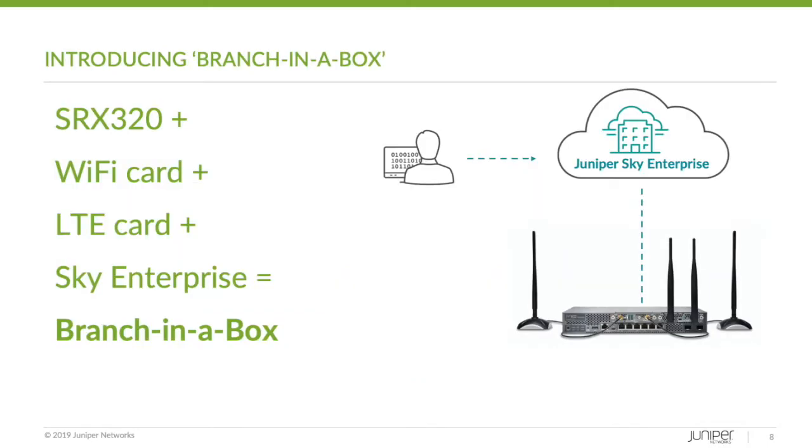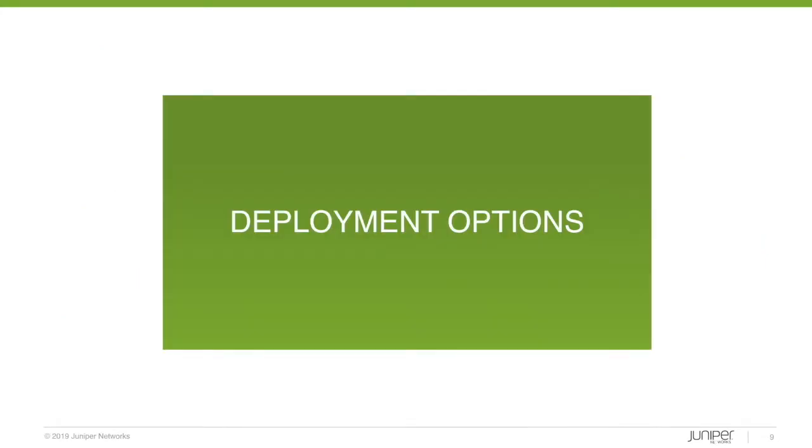So here we're going to talk a little bit about what that looks like, branch-in-a-box. We've got some type of SRX, a 320, 340, the Wi-Fi card, the LTE card, and Sky Enterprise. So all those things together equal the branch-in-a-box. Let's go into a little bit more deployment options.